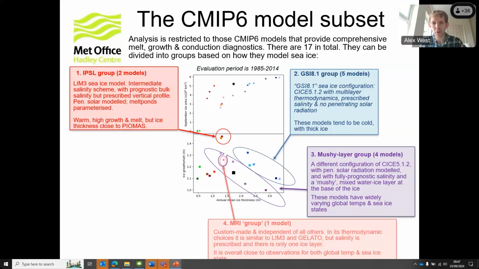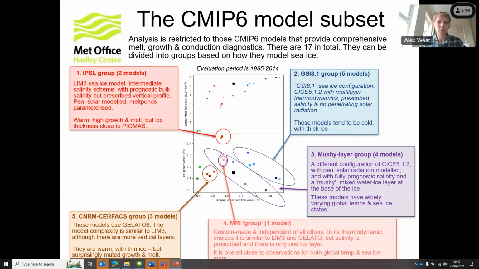There's a single model from MRI, that's the pink dot. This is interesting because it's completely independent of all the other models. There's no common code at all. But in some of its thermodynamic choices, it's similar to LIM3 and Gelato. However, there is only one ice layer. Salinity is prescribed. And this model is particularly close to observations for all evaluated model variables.